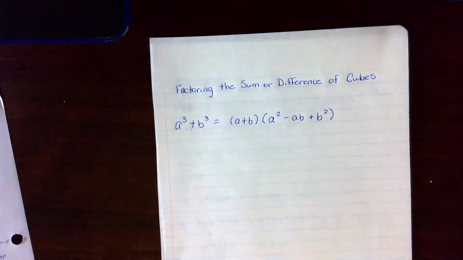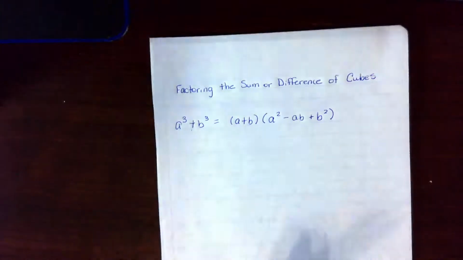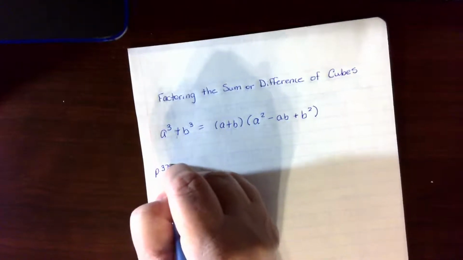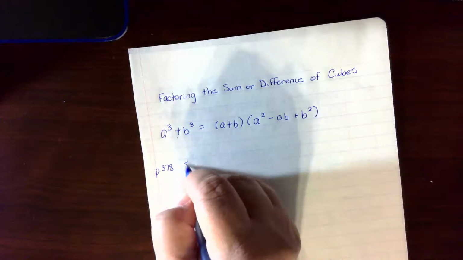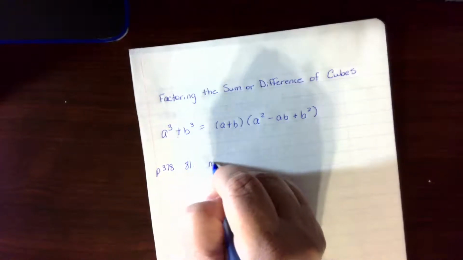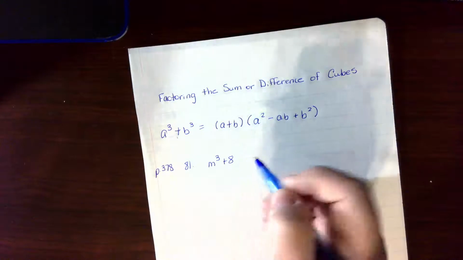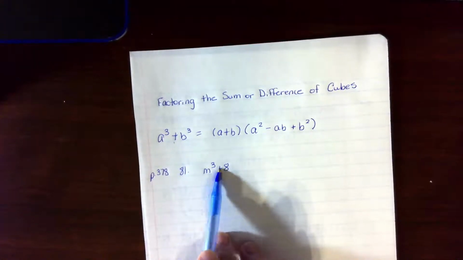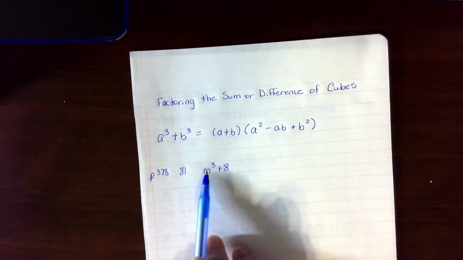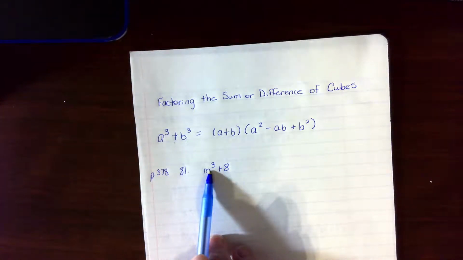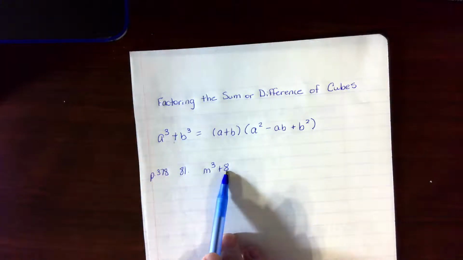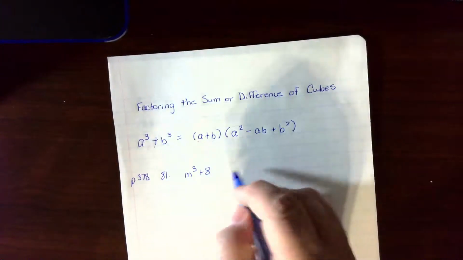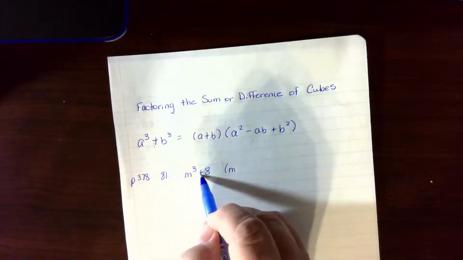So I'm going to look at page 378, and I'm going to look at problem number 81. It is two terms. It is a sum, and they are both cubes. The cube root of m cubed is m, and the cube root of 8 is 2. So you start off with the two cube roots, and you follow the sum.